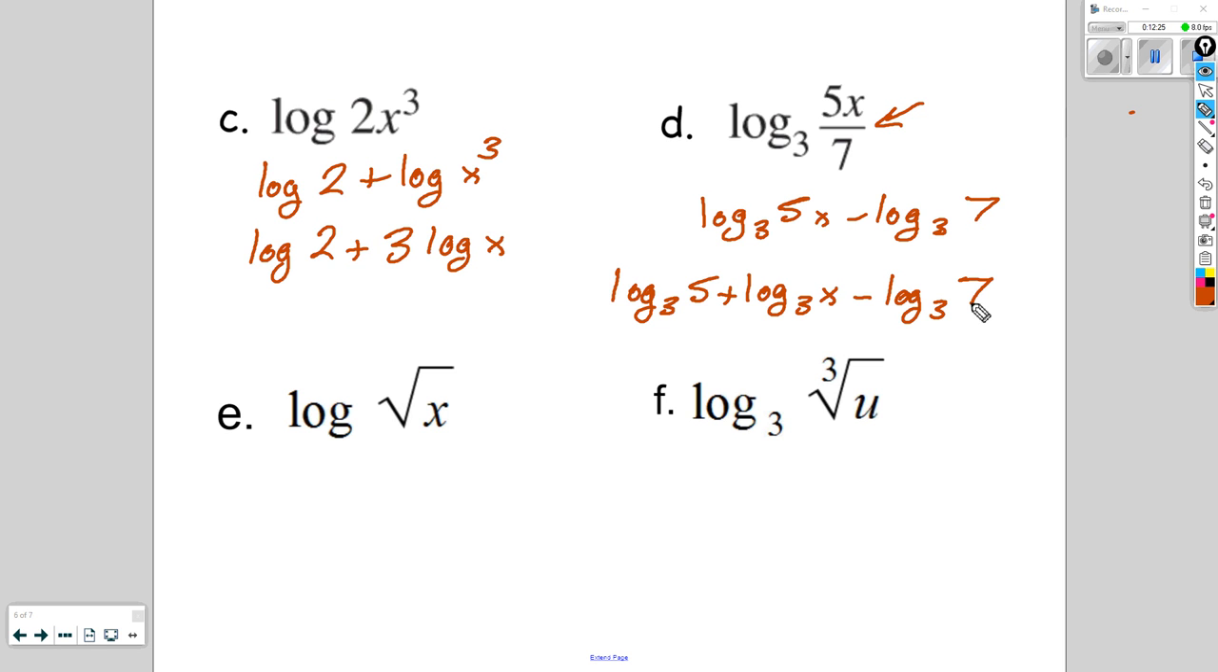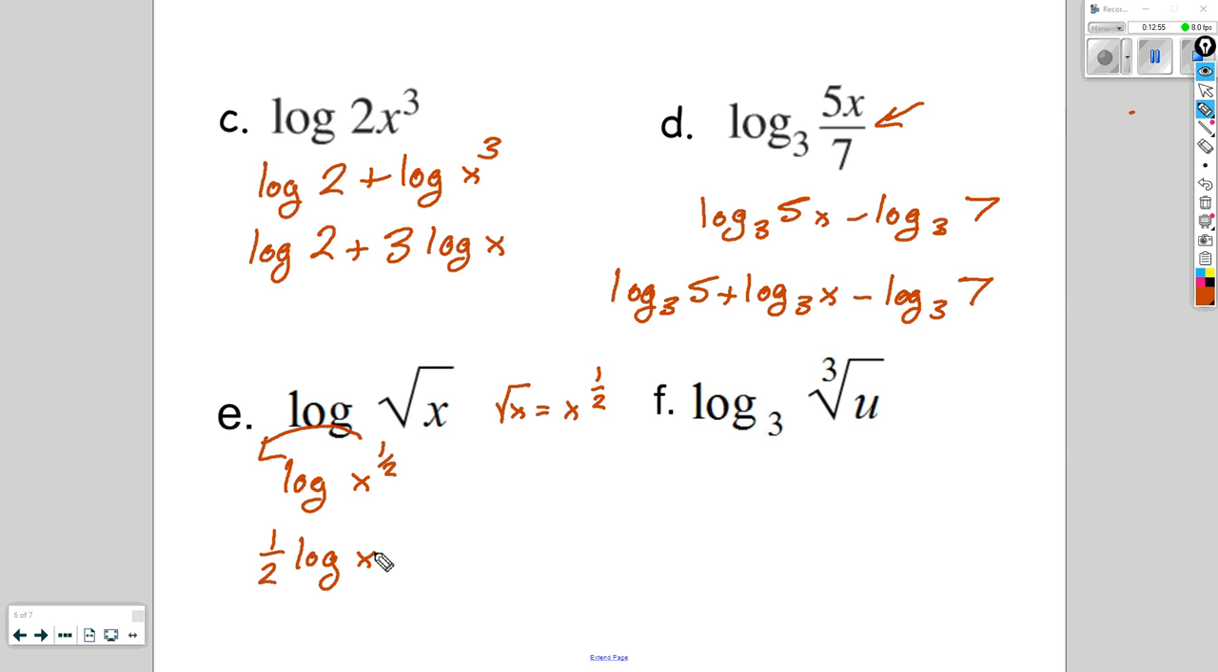Now we got to remember our rules for exponents in parts E and F, okay, because the square root of x we could rewrite. The square root of x is just x to the 1/2 power. So I may start by just writing this as log of x to the 1/2 power. And then we could use our power property and rewrite this as 1/2 times log of x.